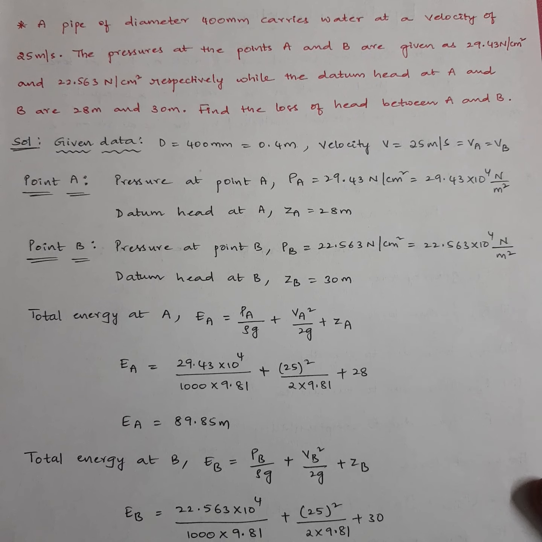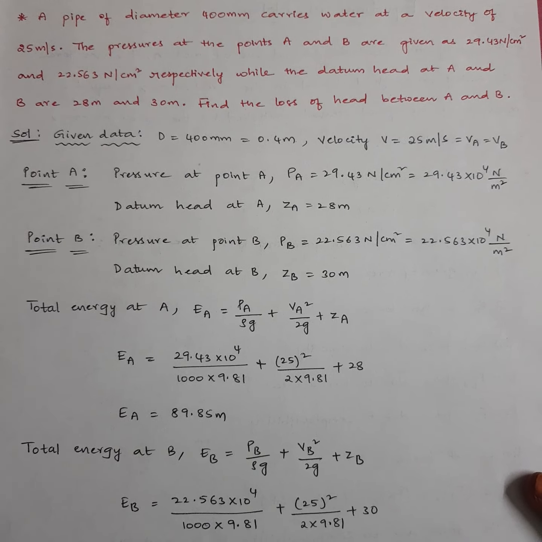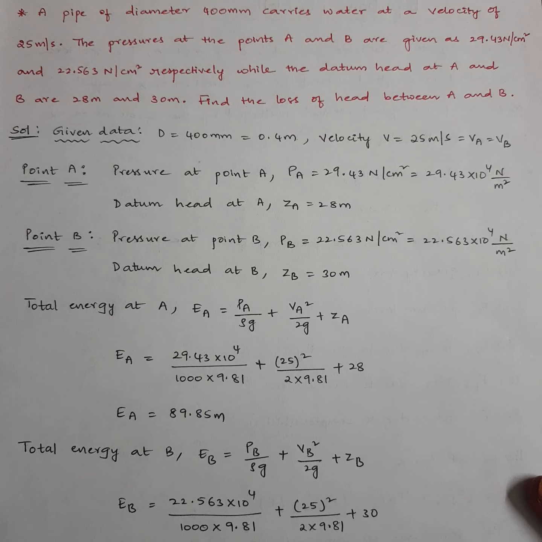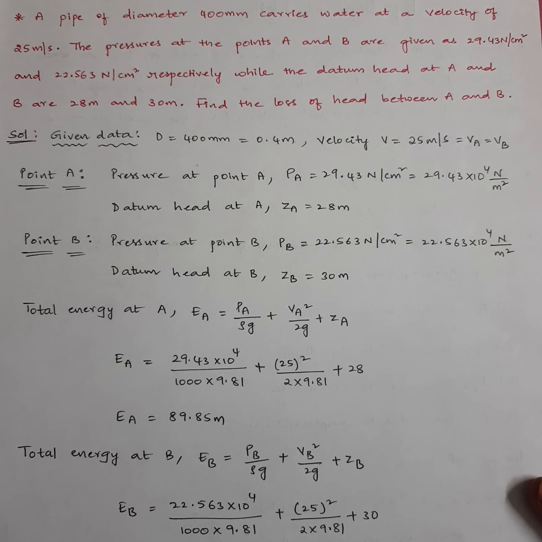This is related to Bernoulli's equation for real fluid. Okay, I'm reading the question. A pipe of diameter 400 meters carries water at a velocity of 25 meters per second. The pressures at the points A and B are as 29.43 Newton per centimeter square and 22.563 Newton per centimeter square respectively. If the datum heads are 28 meters and 30 meters at A and B, find the loss of head between A and B. So it's very clear. Find the loss of head means HL.